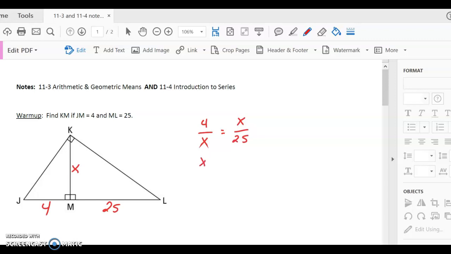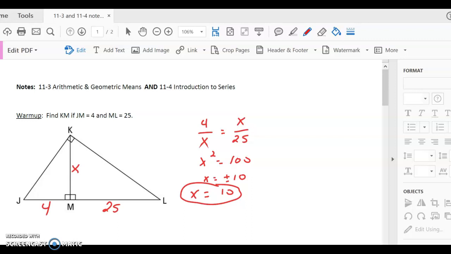When we solve this, we cross multiply, we get x squared equals 100. Algebraically, we would say x equals plus or minus 10. However, x can only be 10 because we're using a geometrical figure. Now, what are geometric means?